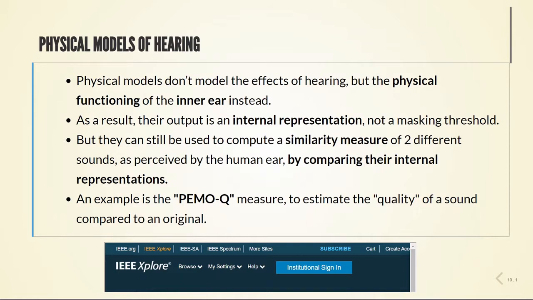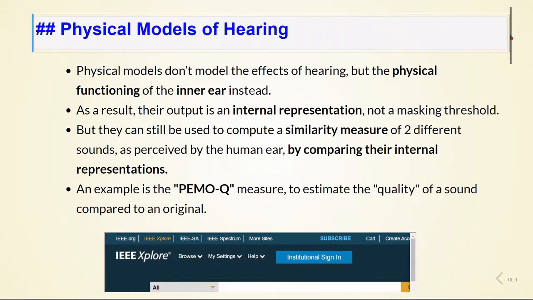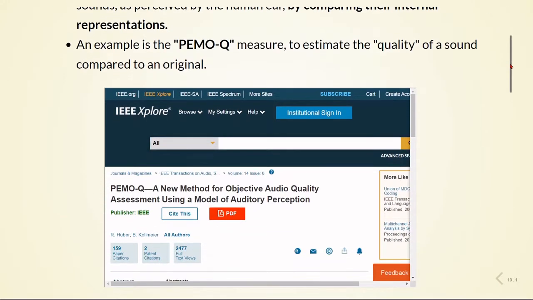Those models can still be used to compute a similarity measure of two different sounds as perceived by the human ear by comparing their internal representations. One example is the PMOQ measure to estimate the quality of a sound compared to an original.